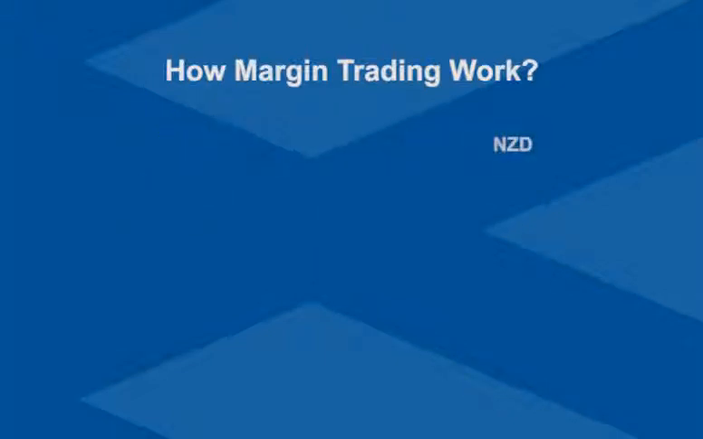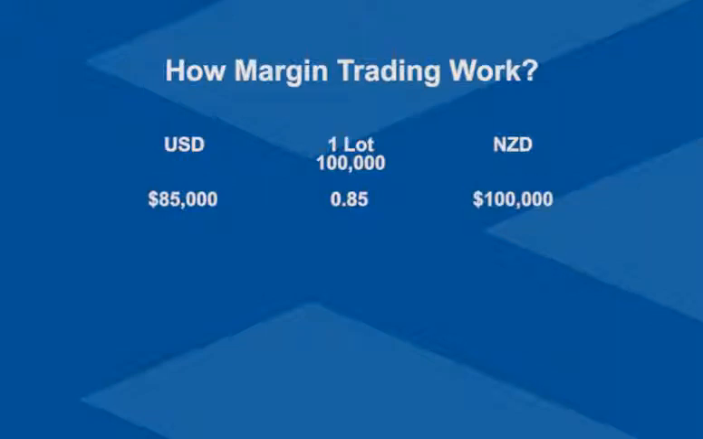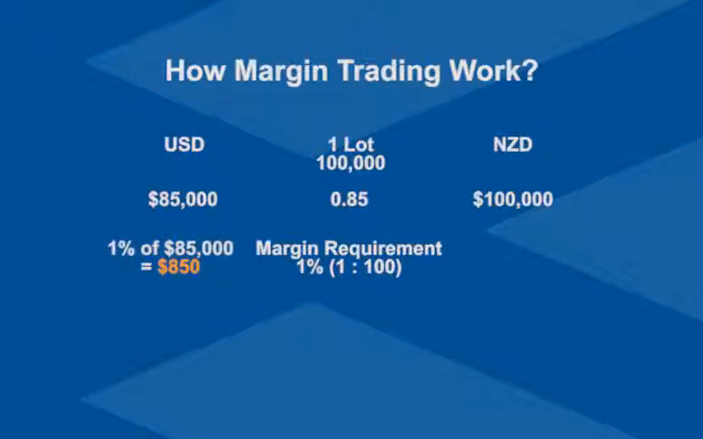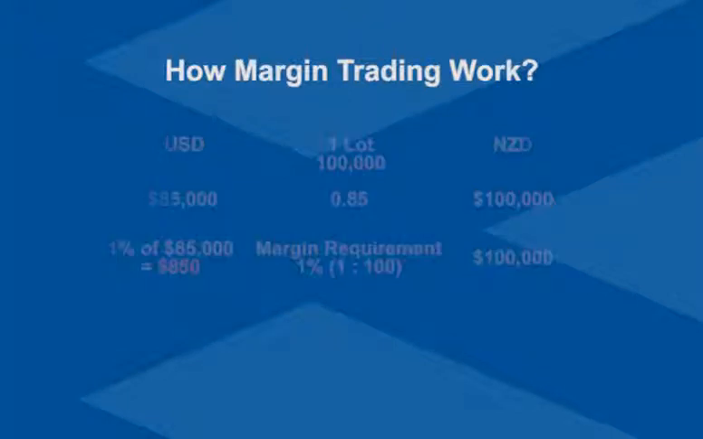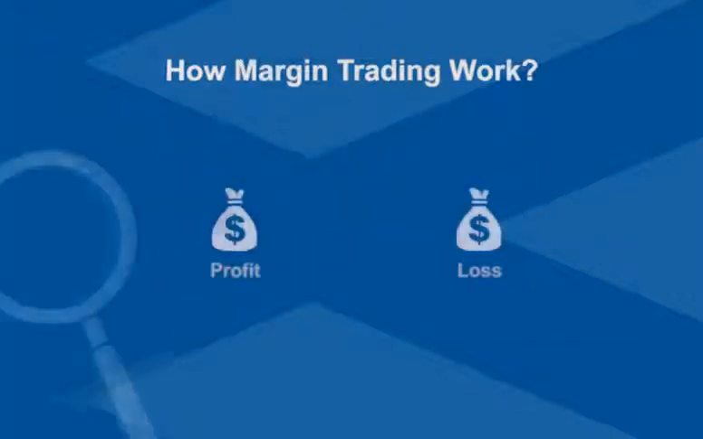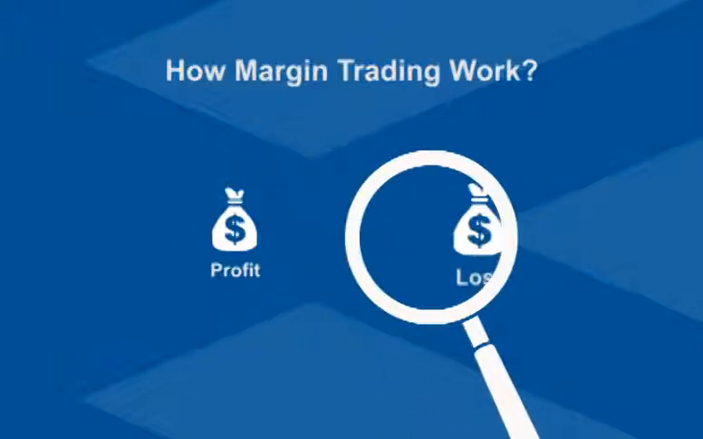Let's use the example of the New Zealand dollar against the US dollar to showcase this point. Let's say we use one lot of this currency pair, which is a standard contract size of $100,000 of the base currency, as an example. So at the price of 0.85, you do not need to actually have 85,000 US dollars to trade 100,000 New Zealand dollars. If your margin requirement is 1%, you will only need 850 US dollars to control the 100,000 New Zealand dollar position. However good as it might sound, margin trading magnifies your profits as well as your losses.